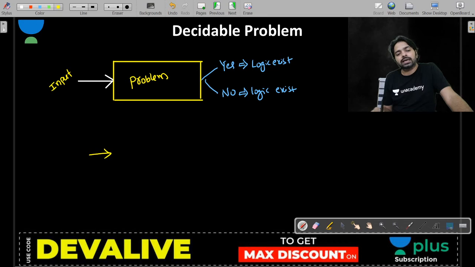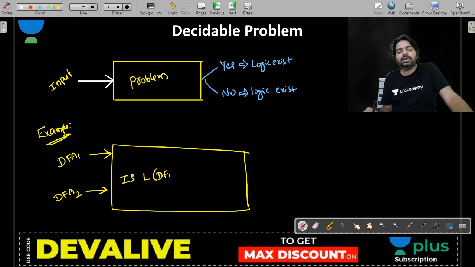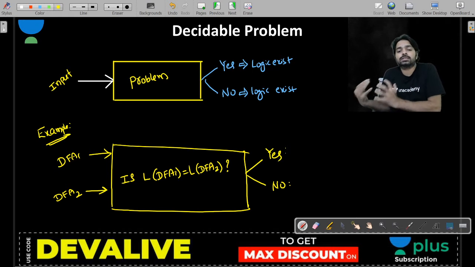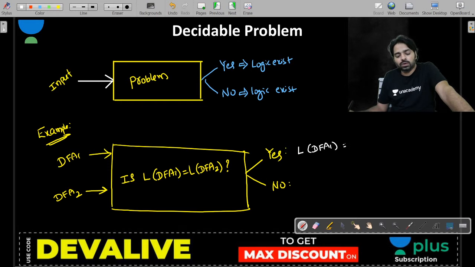Suppose I want to understand this with one example. I have two inputs because I will give you two machines, like DFA1 and DFA2. I just want to check: is the language of DFA1 equal to the language of DFA2? If you are able to say yes or no, and yes has the logic and no also has the logic, then definitely this problem is decidable. Then how can you say yes? Yes means the language of DFA1 equals the language of DFA2.